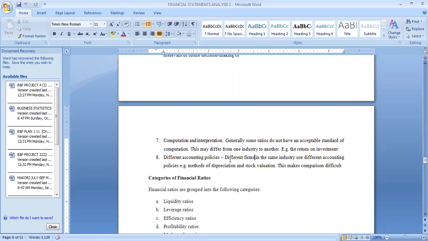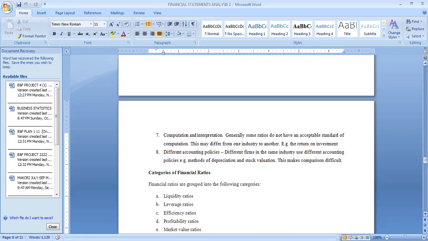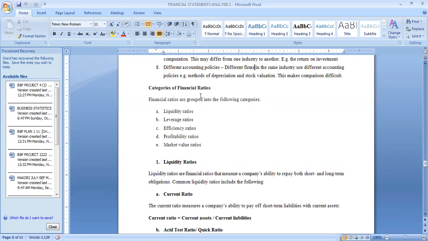So comparing those two, one was for 12 months and the other one for 6 months, it might be a challenge because they are not having the same accounting policies. Now, this is the area I wanted us to focus more, which is on categories of financial ratios. They are actually grouped into 4. We have the liquidity ratios, we have the leverage ratios or the gearing ratios, we have efficiency ratios, profitability ratios, and the market value ratios.